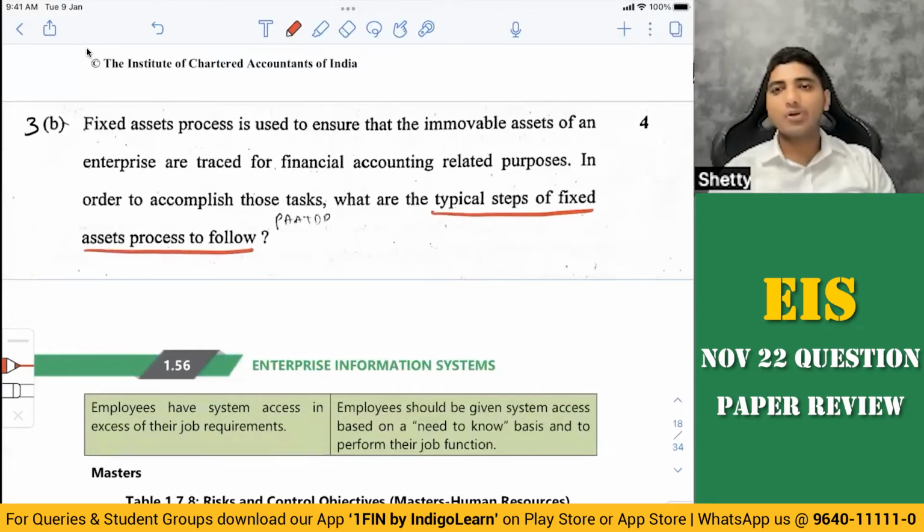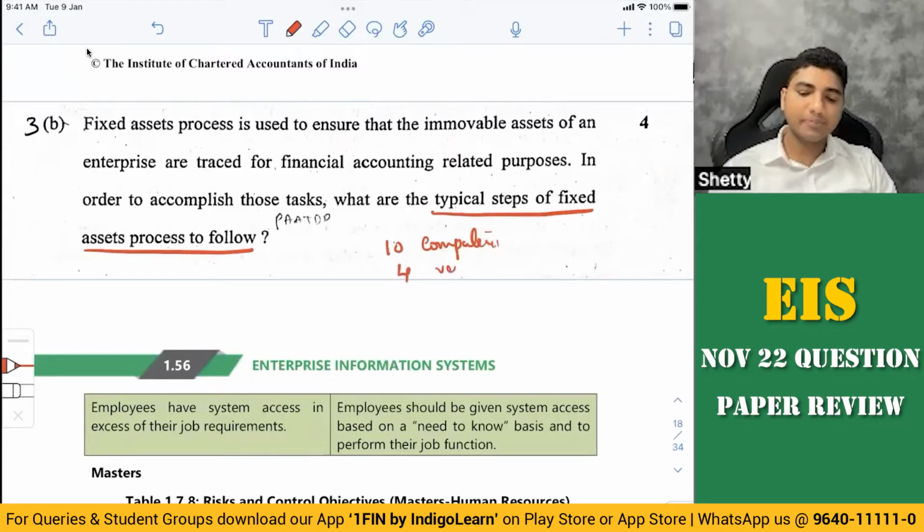Now, whenever I'm talking about fixed assets, I'll give an example. Let us say I have an office and I buy 10 computers. Then I buy, let us say, 4 vehicles. So these are my fixed assets. Let us say these are the only 2 fixed assets that I have. Now, as the owner of the business, I want to know where these fixed assets are and what their condition is. So how do I find out? By following a proper fixed asset process.